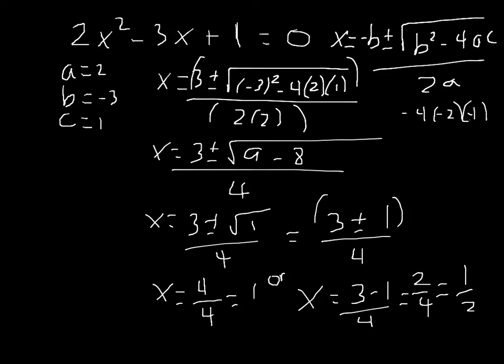So the x-intercepts are 1 and 1/2, so this parabola is going to be very narrow. And you can tell that the x-coordinate of the vertex is going to be at 3/4, and then you'd substitute in to get the y value of the vertex. But the x-intercepts are at 1 and 1/2, and that's what the quadratic formula provides.